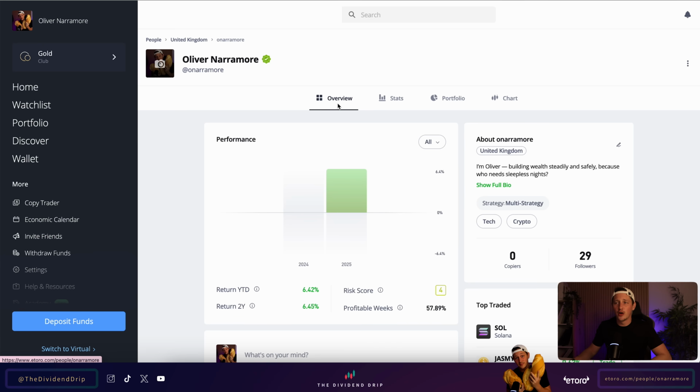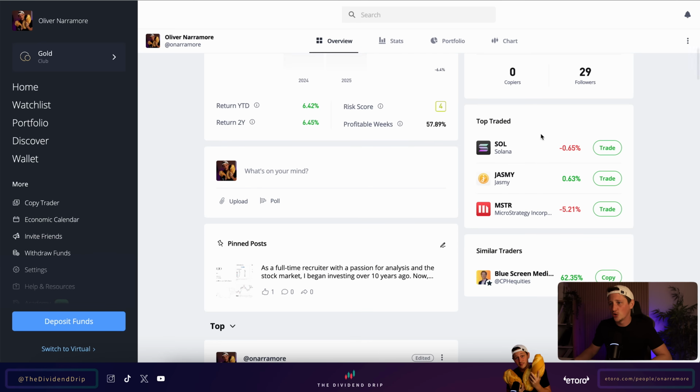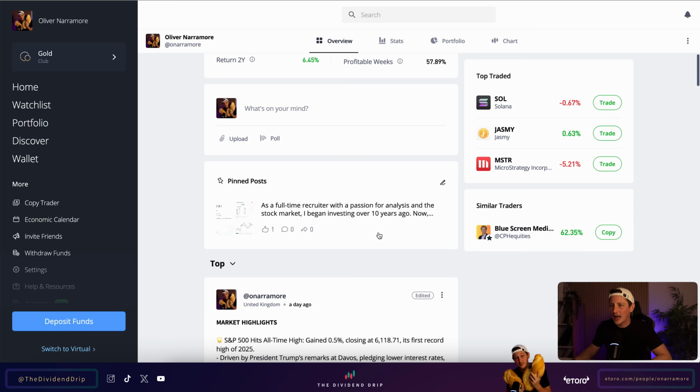You can also click on your overview. It will give you an overview of your portfolio. How many followers you've got on the right hand side and how many copiers, and your information section here as well. Once again, if you want to click on your name top left, that will help you access this. Okay, it will show you your top traded, similar traders. Oh, hello, similar trader to me, are you? Very interesting.